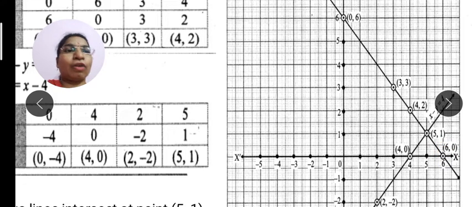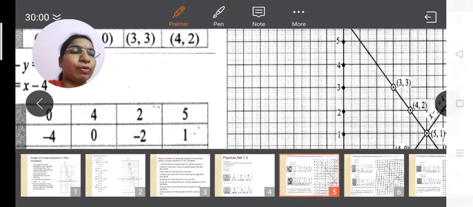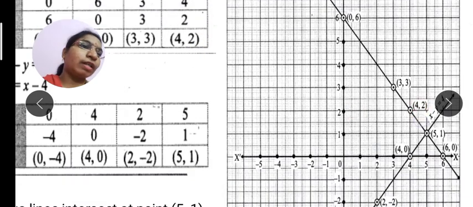Now the third is 3, 3. See here, 3, 3 is the third point. And the fourth is 4, 2. So this 4, 2 is here. Now 6, 0, 4, 2, 3, 3 and 0, 6. And by using the ruler, you have to draw the line.